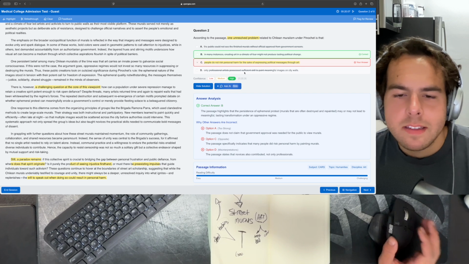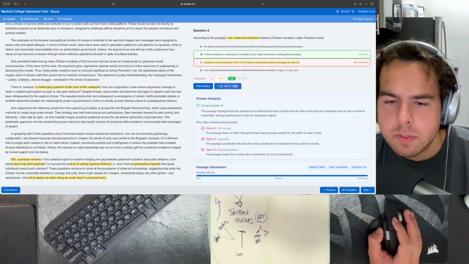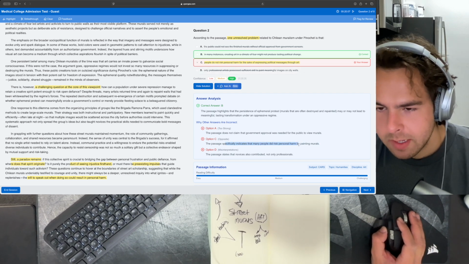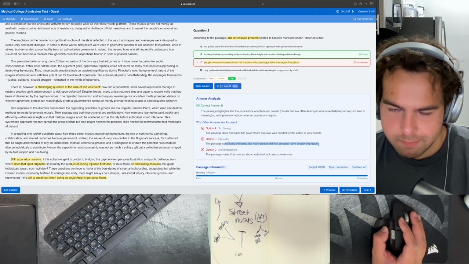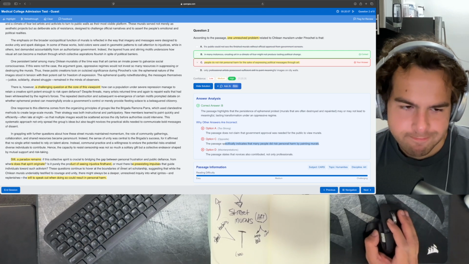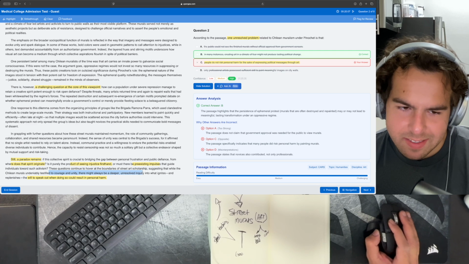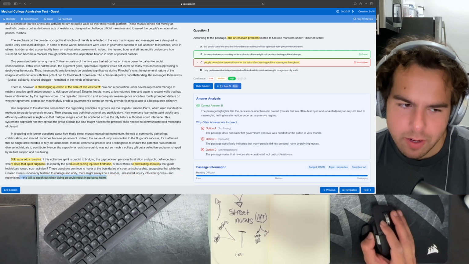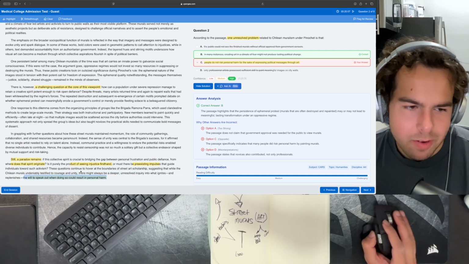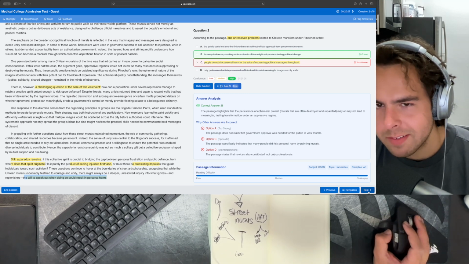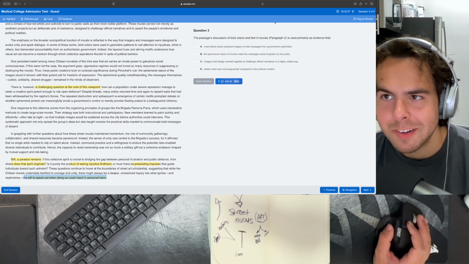Yeah, I think C is too extreme. The passage specifically indicates that many people did risk personal harm. That's true. Yeah. But it's tough because it's like pondering. It's pondering: how did they have the will to speak out? See, too much time on this.